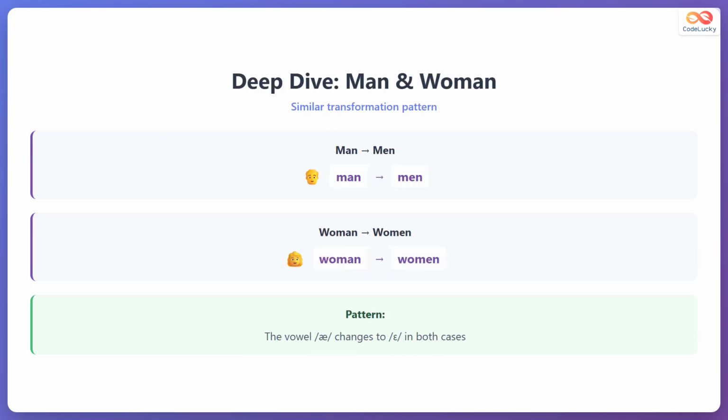Now let's look at man and woman. The word man is pronounced man and becomes men, pronounced men. The word woman is pronounced woman and becomes women, pronounced women. In both cases, the vowel changes from the I sound to the E sound. This is the same vowel transformation pattern we see across these irregular plurals.